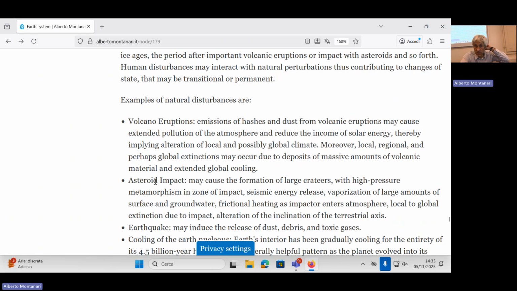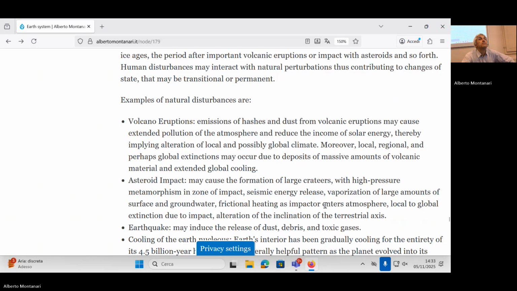This is an exception to the closeness of the Earth system. But on the other hand, don't assume that they can always be neglected. There are some cases where we need to consider them.